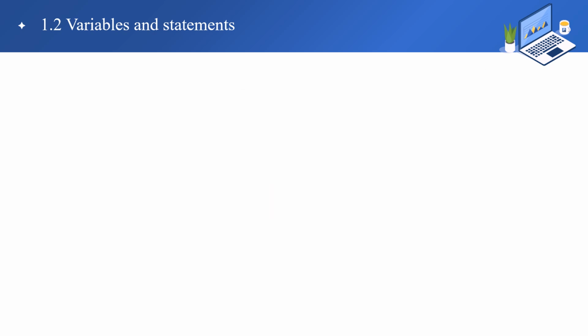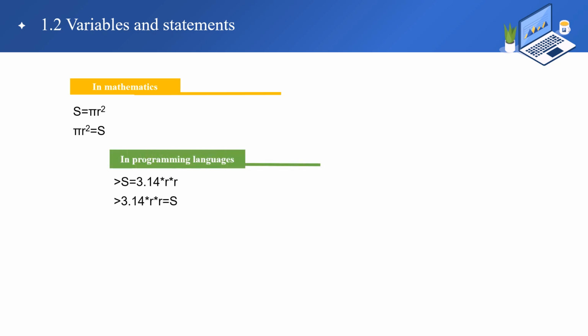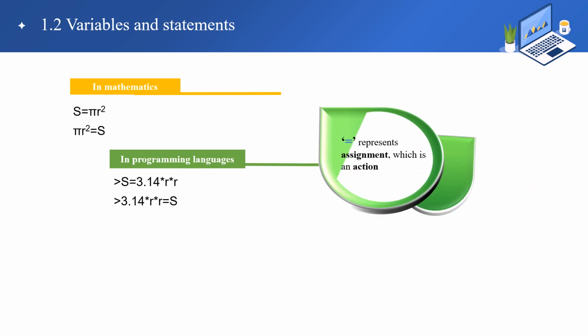Take the formula for the area of a circle as an example. This formula is in essence an equation. It tells that the area of a circle S is equivalent to pi times r squared. In fact, the equation will still hold if they switch positions. Now we write the formula in SPL statement to calculate the area of a circle, >S=3.14*r*r. Is it an equation too?